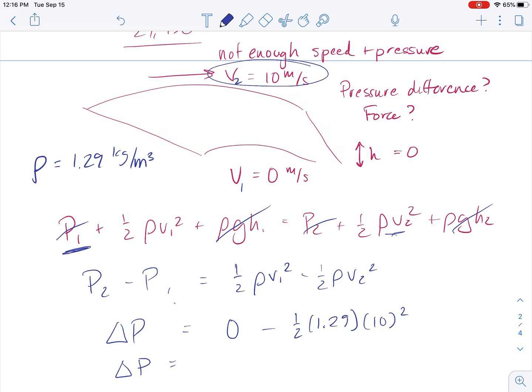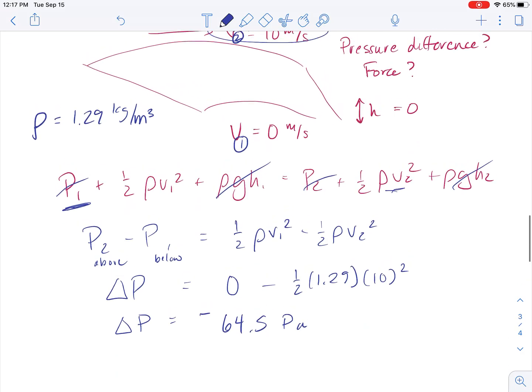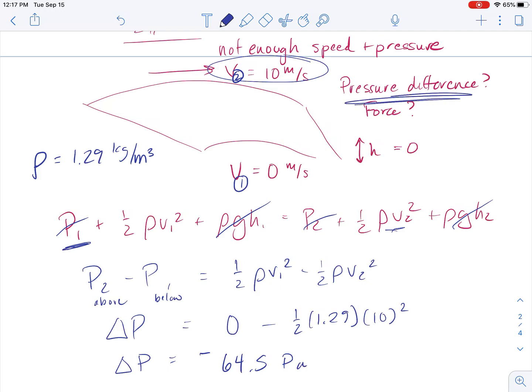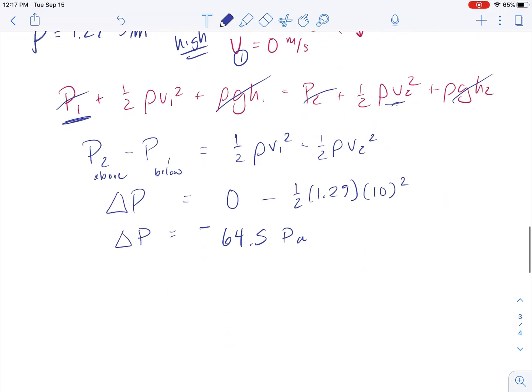So the change in pressure from 1 to 2, or from below to above, is a pressure change of negative 64.5 pascals. Okay, that's pretty cool. And it should be a negative pressure difference because, again, we should have lower pressure above the paper and higher pressure below the paper. So there should be a negative pressure difference from above to below.